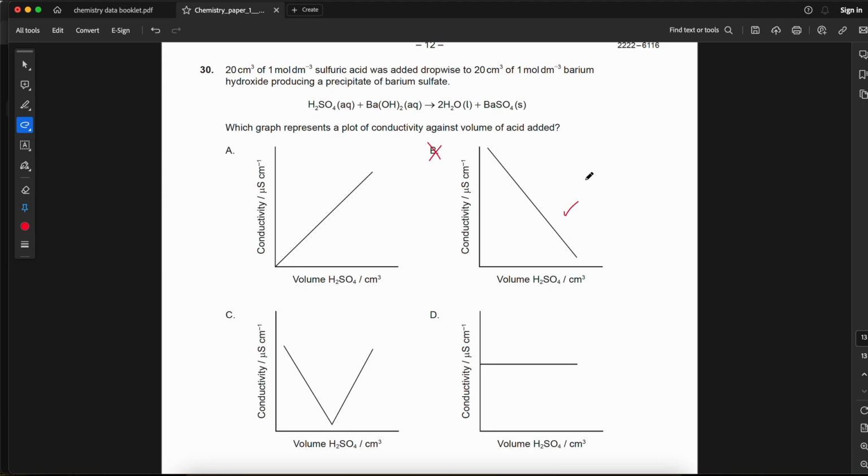All right, so that's all for the SL paper 1 May 2022 for time zone 2.